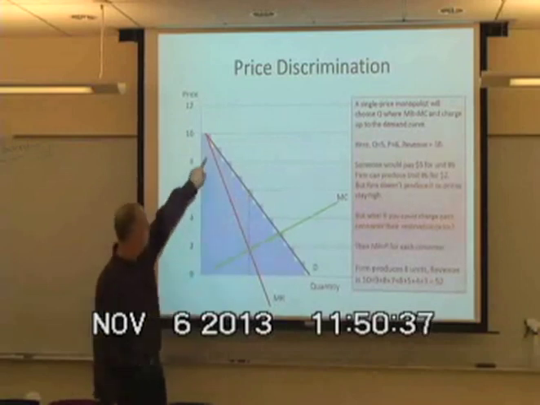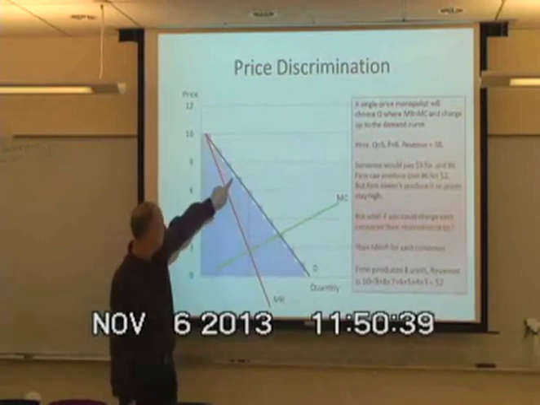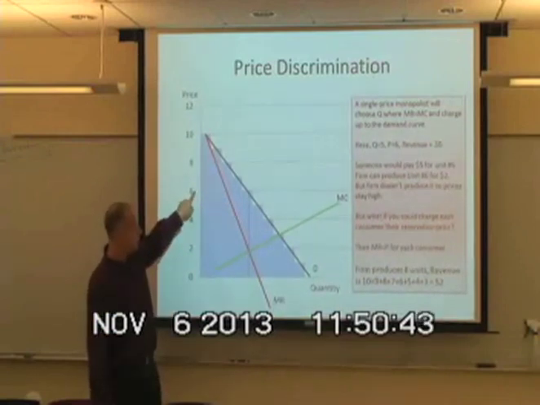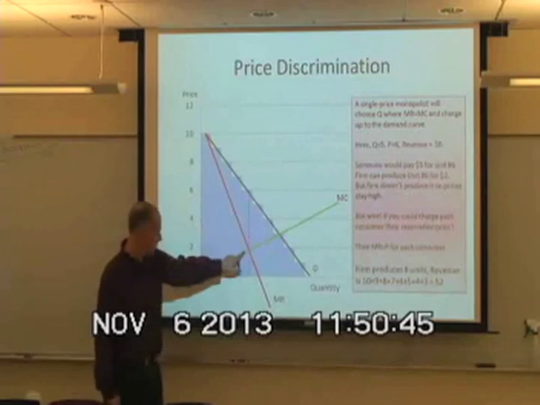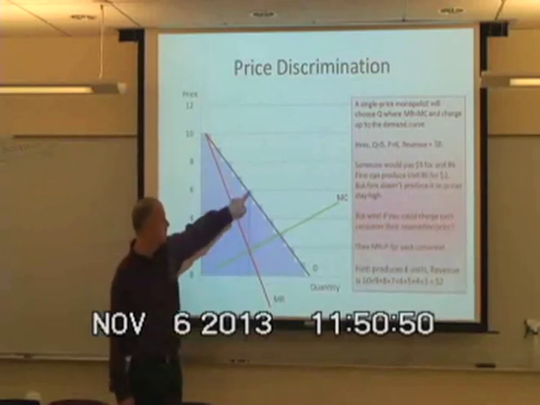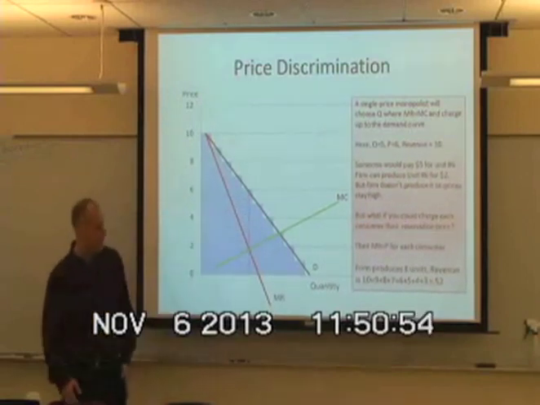In this case, the monopolist sells 1, 2, 3, 4, 5 units at a price of $6. A single price monopolist finds where marginal revenue equals marginal cost, charges the price that the market will bear, and that's the profit maximizing level of output.